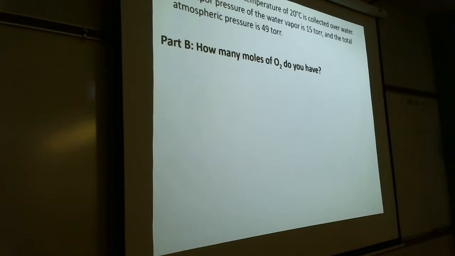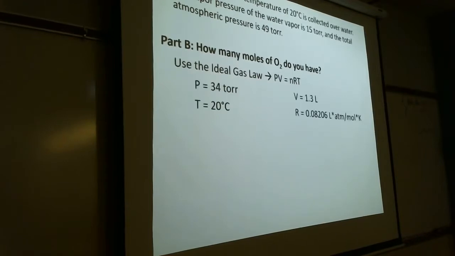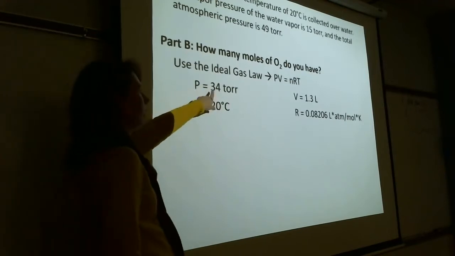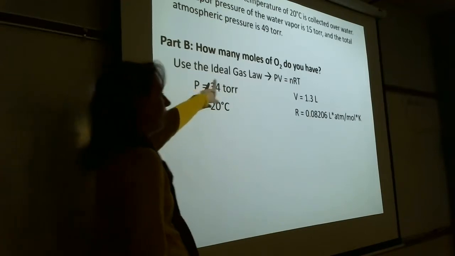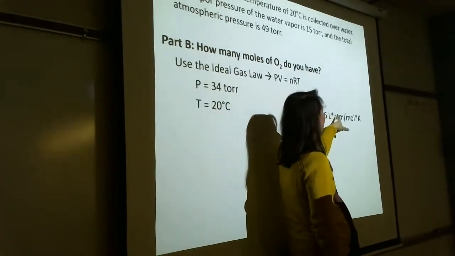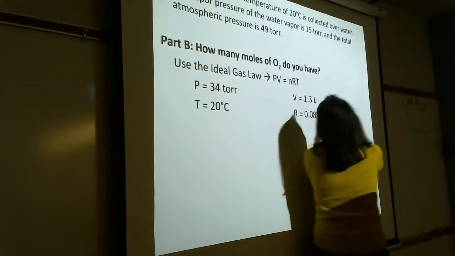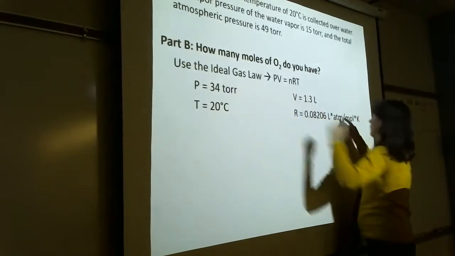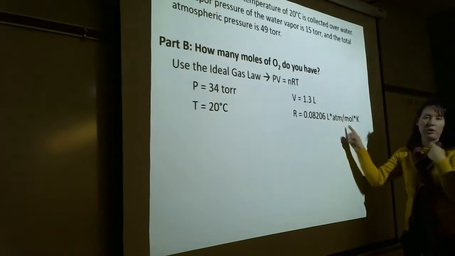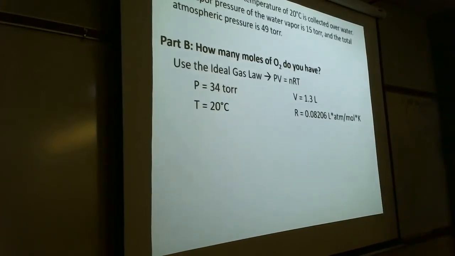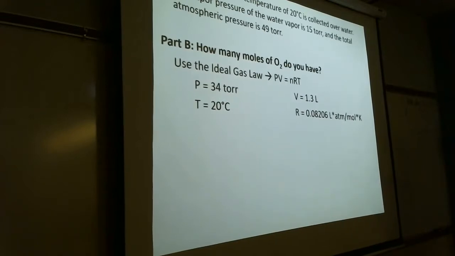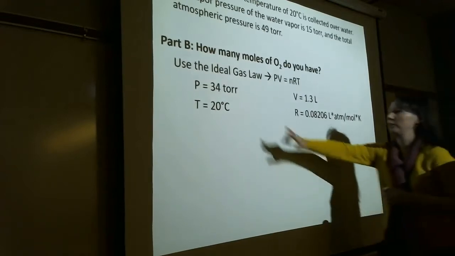PV equals nRT, right? That's the only way we can do this, by the ideal gas law. So we're listing our variables. Can I keep my pressure in torr and plug it into the ideal gas law? No, I can't, because R has units of liter atmosphere. If I've got this in torr, atmosphere and torr don't cancel each other out. So the handout that I gave you last week has all your conversions. There are 760 torr per atmosphere. So you need to convert torr to atmosphere.